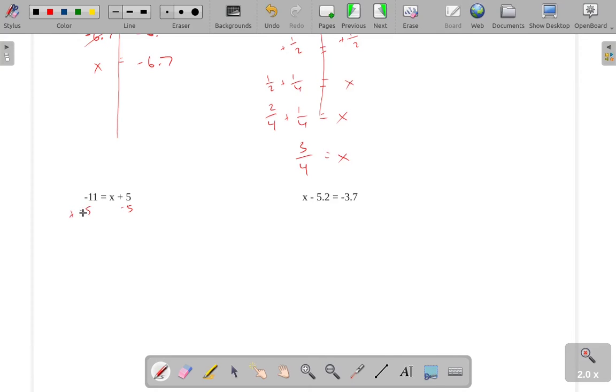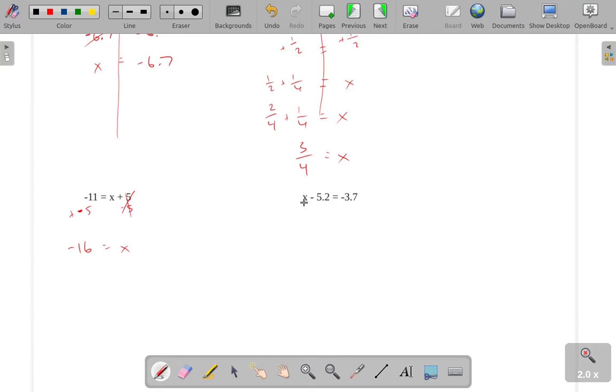And again, if you're having trouble figuring out how to combine these things together, just think of it as adding a negative 5, because that's the same thing as subtracting 5. So negative 11 plus negative 5 is negative 16. Over here, the negative 5 and the positive 5 cancel out. We get negative 16 equals x.